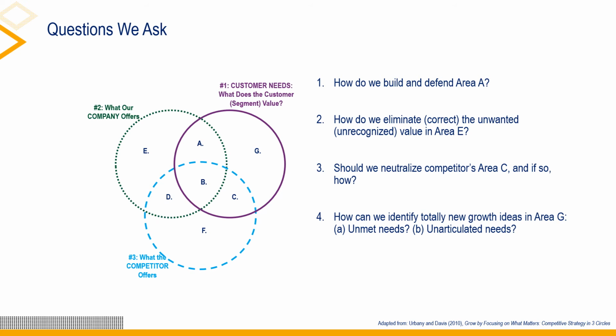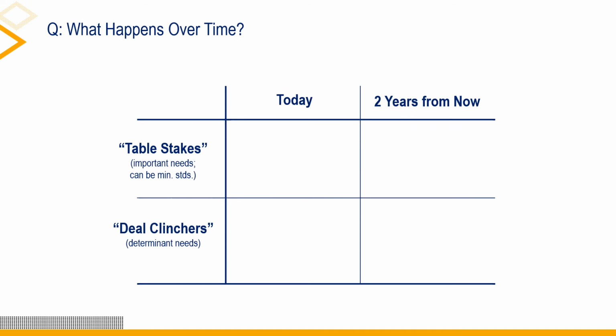Questions we often ask. How do we build and defend Area A, our points of difference? How do we eliminate or correct the unwanted or unrecognized value in Area E? Should we neutralize competitors' Area C, their PODs, and if so, how? How can we identify new growth areas in Area G? Is the focus unmet needs or unarticulated needs?